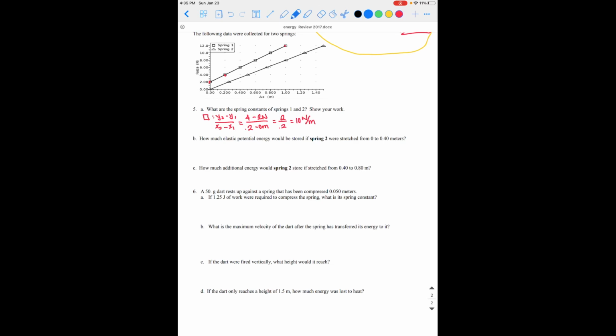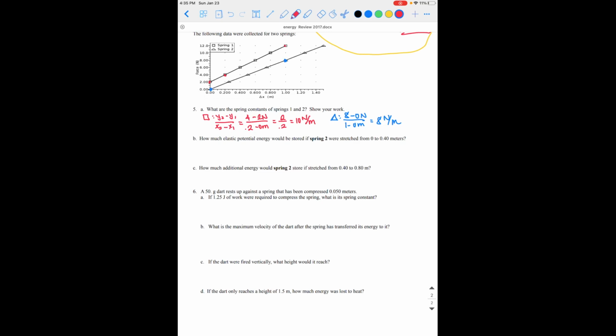For the other one, I want it to land on something nice, so I'm going to choose these 2 points. This is for the triangle. I end up with 8 minus 0 newtons all over 1 minus 0 meters, and that gives me 8 newtons per meter.